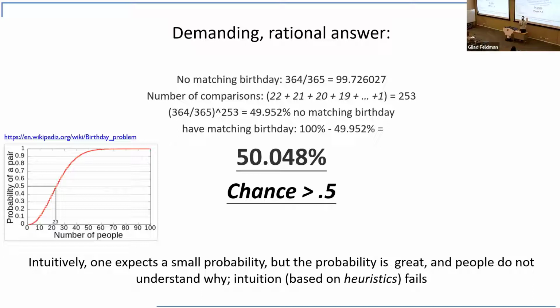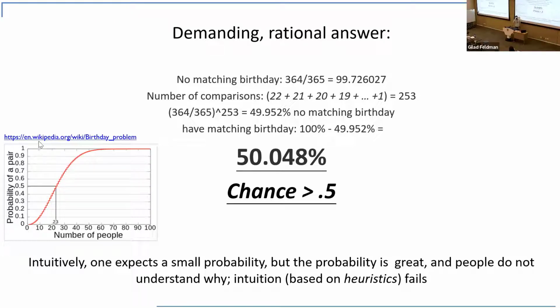But aside from you in the class, there are 22 other people in the class, and they have relationships with everybody else. So you need to think of all the comparisons: 22, 21, 20, and so forth. So you look at all the number of comparisons, and then this is raised to the power of that. So the likelihood of no matching birthday is 49.952%. And in order to have matching birthdays, 100% minus that, which is a little bit above 50%.